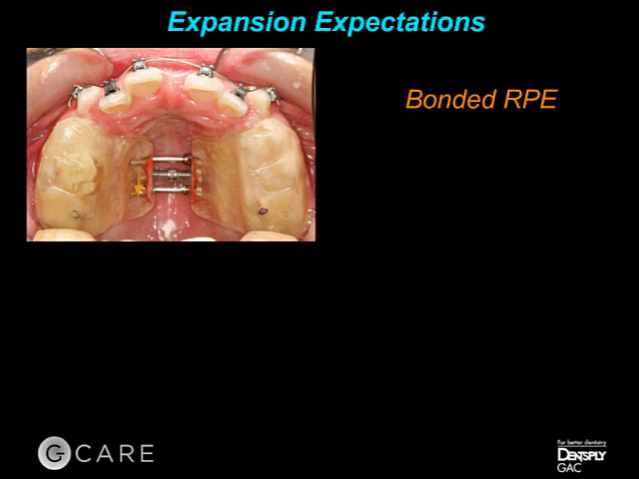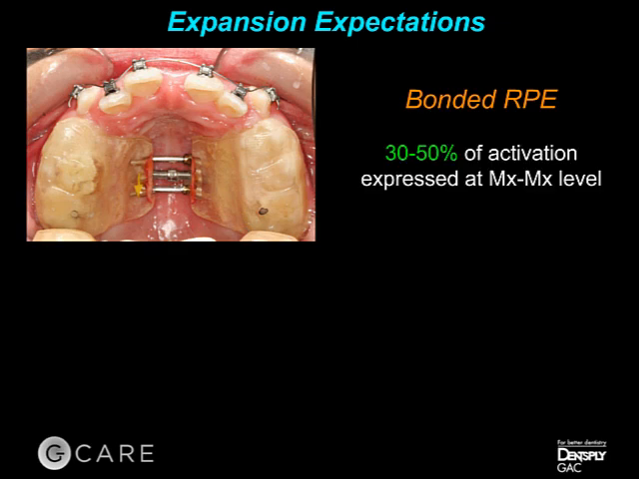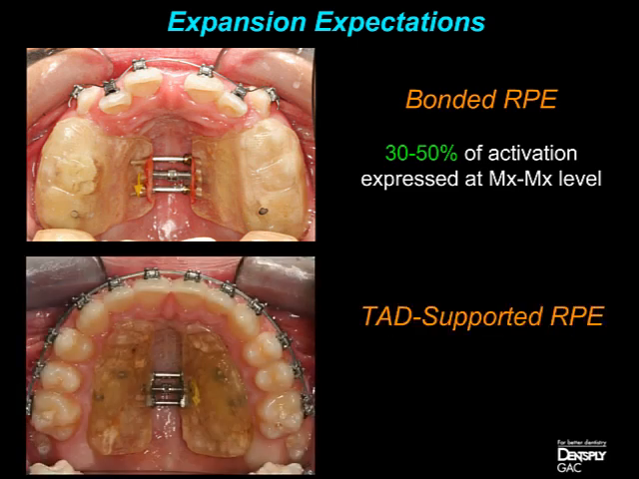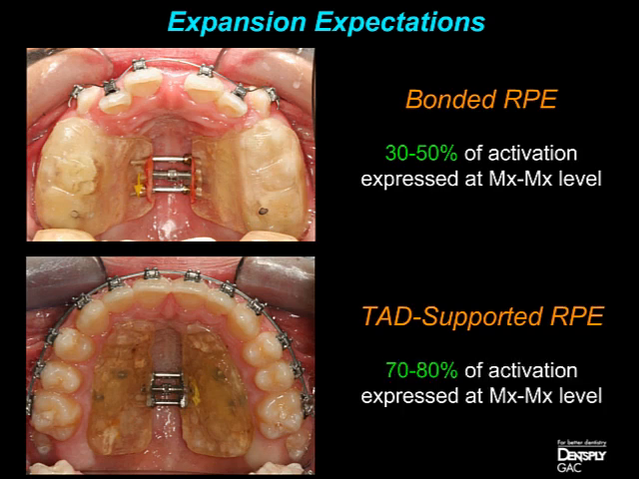For me, based on measuring pre and post expansion results, with the types of expanders I use, with a bonded RPE based on what I just showed you, I can get somewhere close to 30 to 50% of the screw activation expressed in the bone. Once again, the bone is what my goal is. Looking at TAD-supported expansions, which we're going to talk about in a few minutes, we're actually seeing even more, about 70 to 80% of the activation expressed at the MXMX level at the bone. And like I said, with our goal being sutural expansion, knowing how much I can get out of each expansion type at the level of the bones is what's important to me.